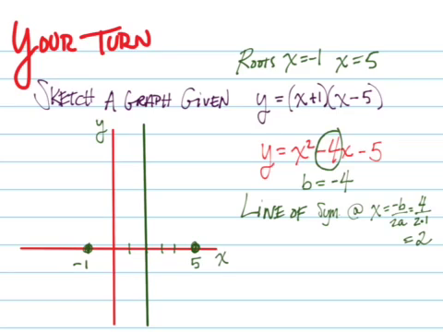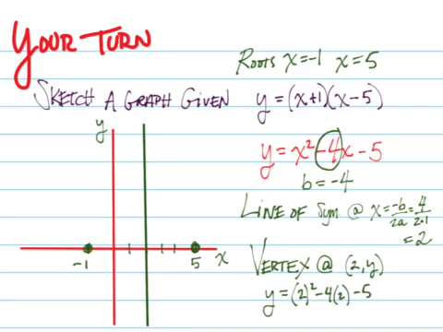How do I find the vertex? Plug 2 in for x. I know the vertex is on this line. It's the only point of the parabola on this line, so I plug in 2 for x. I see what I get out for y. And I get out negative 9, I think. And so I put that point on there. And now I can connect the dots, and I have some sort of accuracy to my picture.